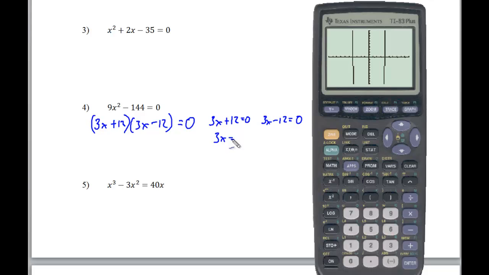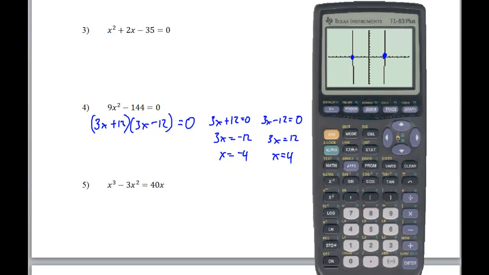Subtract the 12 from both sides, I get negative 12. x is equal to negative 4. Add the 12 to both sides, I get 3x is equal to 12, so x is equal to positive 4. So here's my positive 4, here's my negative 4. All right, pretty good, pretty good.